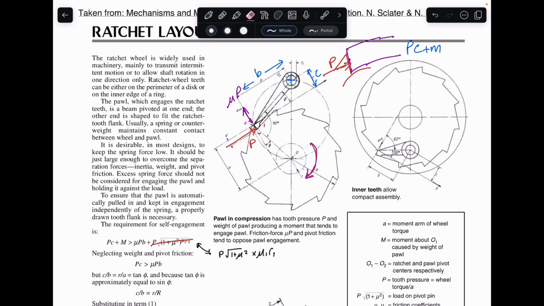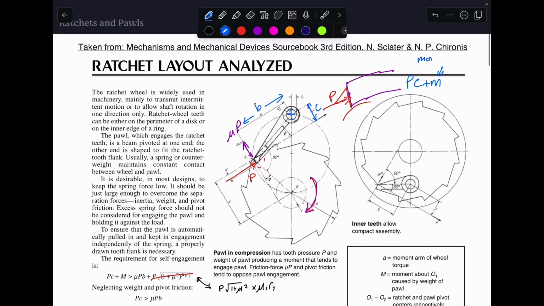And we say the weight moment is just M. So this is the moment due to the weight of the pole. That total moment must be greater than the friction times B, the moment due to the friction, plus some friction within the shaft of the pole. So that term here.